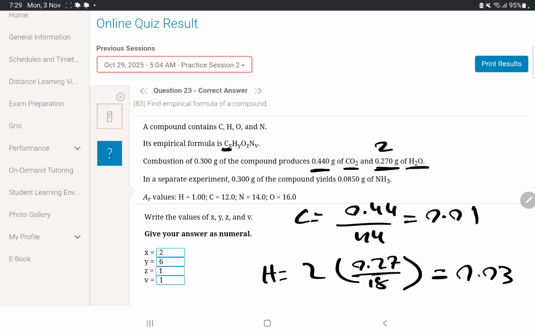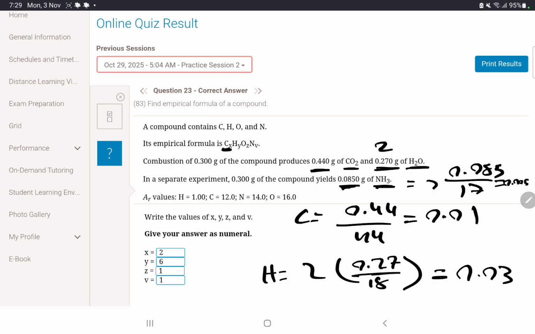And then for moles of NH3, the same thing. N is already balanced. We only have one N, so we keep it just as N. 0.085 divided by 17, which is the molar mass of NH3, gives you 0.005. So now I have 0.005, 0.001 and 0.003.